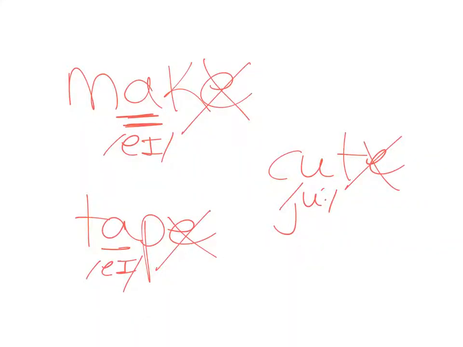You can find examples of these with words such as, for example, make. You don't pronounce this letter, which is silent, and you say the name of this letter, make. The same happens with tape. You don't pronounce this as a silent letter, and you say the name of the letter, A. Or for example, with cute, again, we don't pronounce the E, and you say the name of the letter.